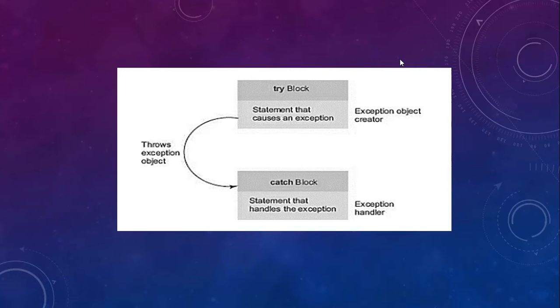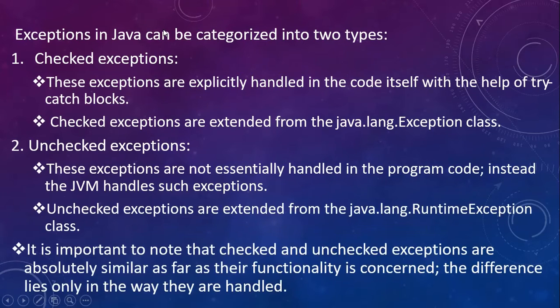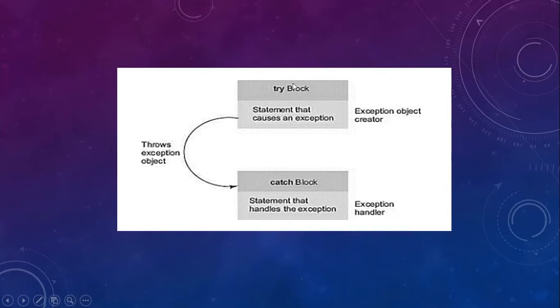This is a small example of how the try and catch mechanism works in exception handling. So the user will be writing a try block, and in this try block you will have statements that can cause an exception. So you will be writing all the statements which at any point of time might cause an exception. All those statements should come under your try block. So the try block is basically an exception object creator.